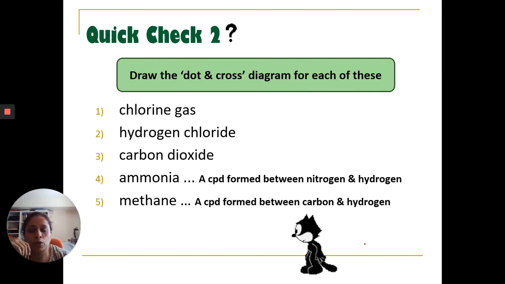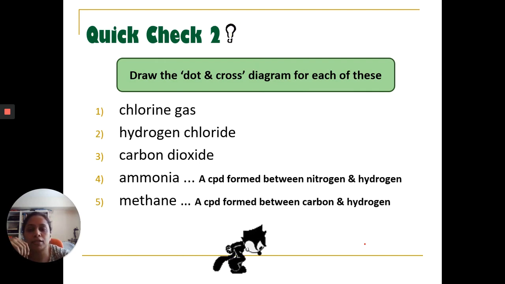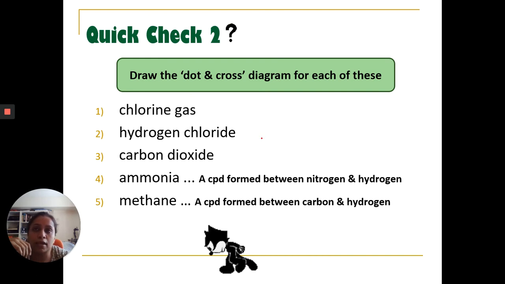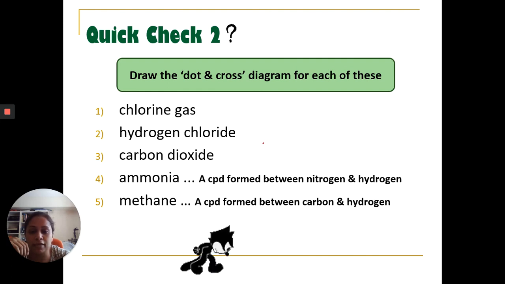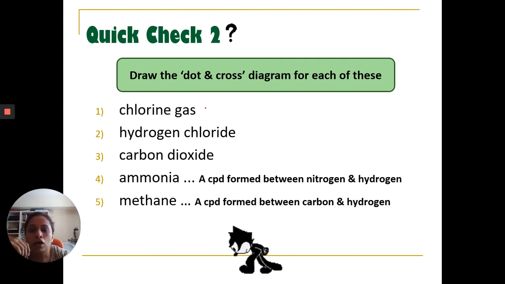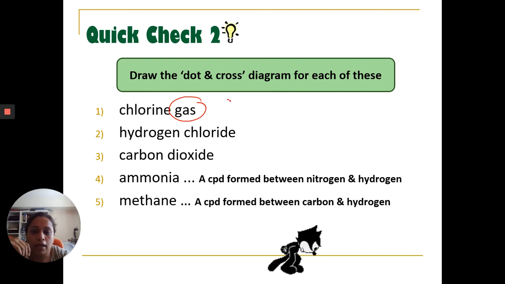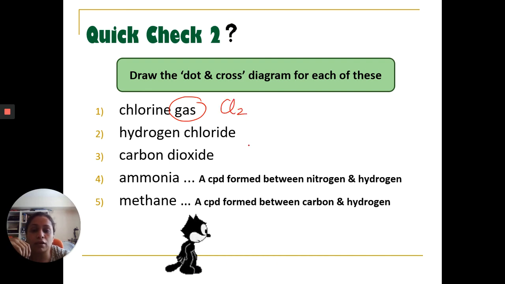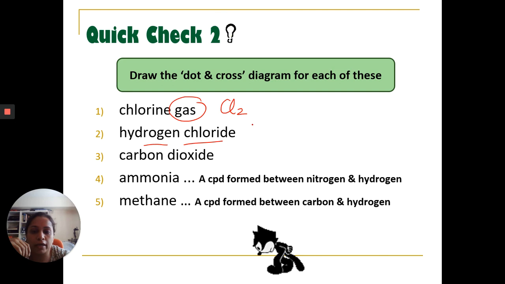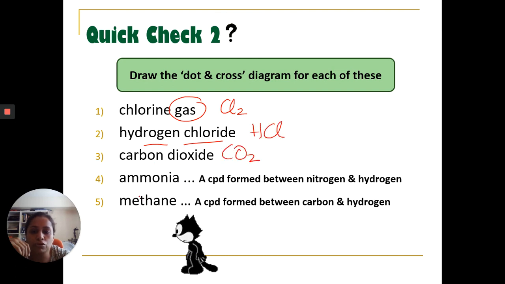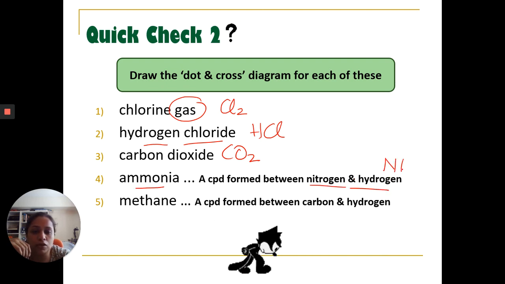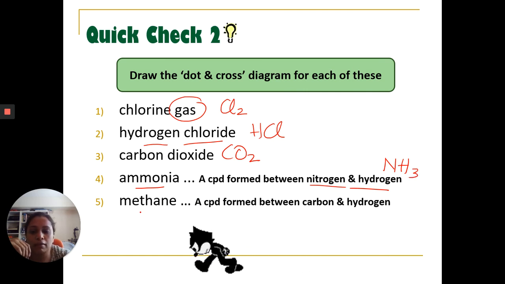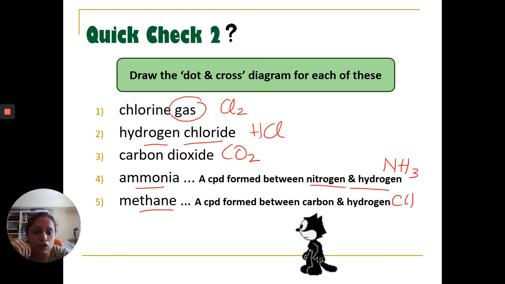Okay, let's do a quick check two. This is going to be your work for today. Once this pre-recorded lesson ends, you can take a piece of paper and draw: chlorine gas, which is Cl2, not an atom; hydrogen chloride, HCl; carbon dioxide, CO2; ammonia, between nitrogen and hydrogen, which we saw just now is NH3; and methane, CH4.